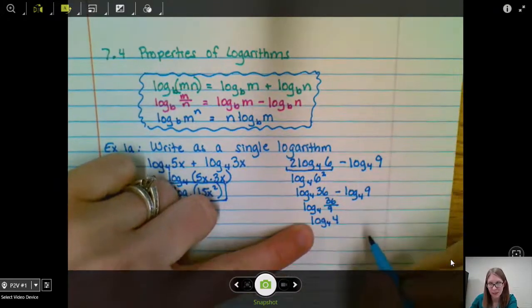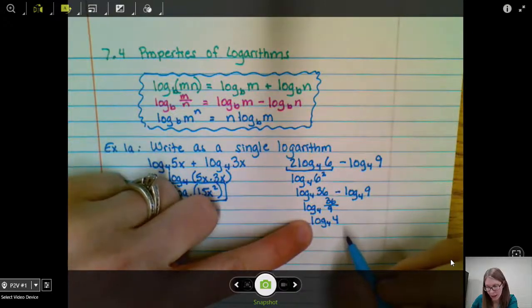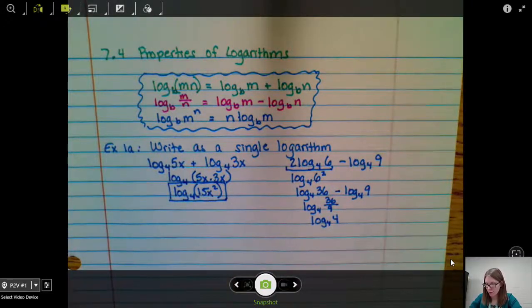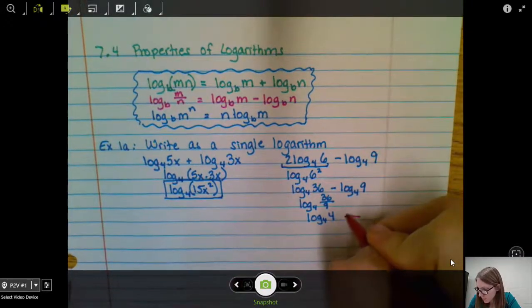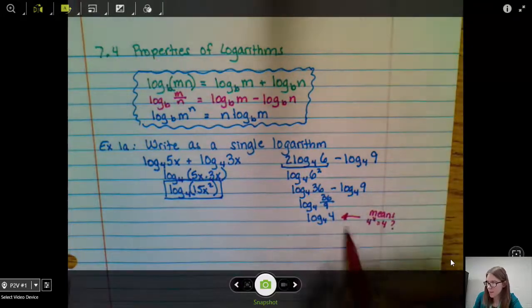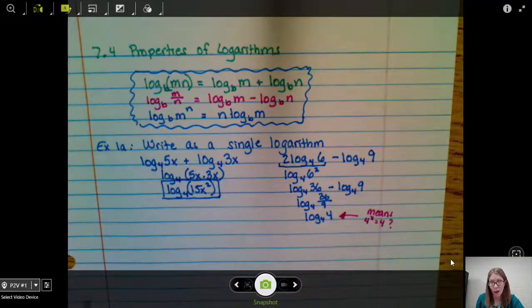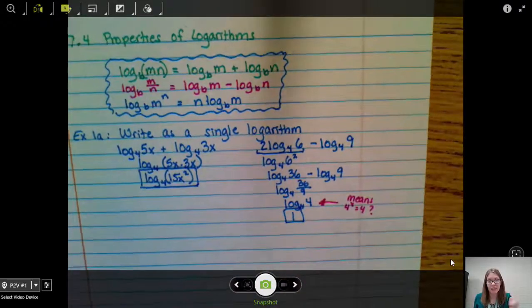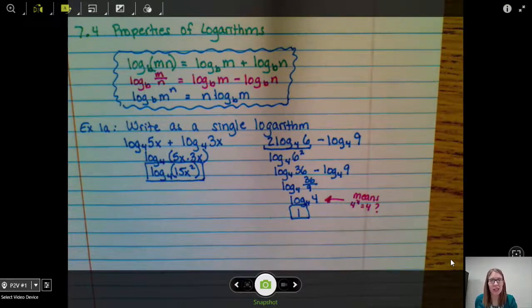And from here, remember what this means. Log base 4 of 4 means 4 to what power gives me 4? It's 1. So 1 is really the final answer after we do all of our simplifying. Okay, so again, sometimes we might not necessarily see right away that we can do some simplifying with our logarithms, but using these properties will help us to simplify in a couple different ways, like we saw in the second piece here.